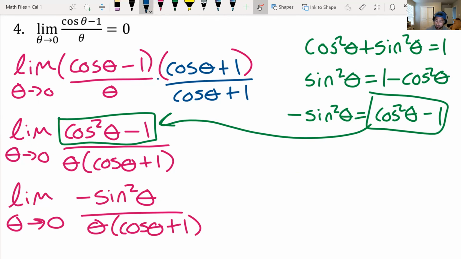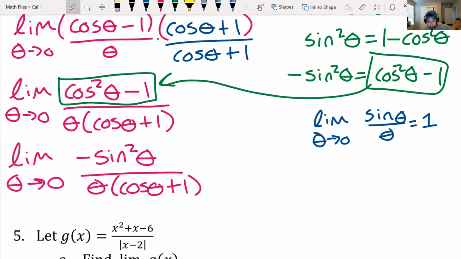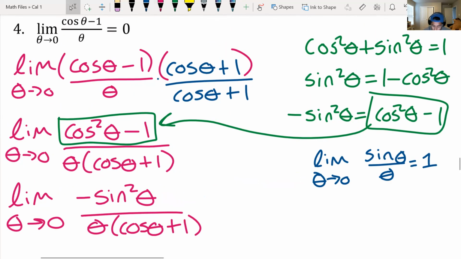So the most popular identity we know for now is that the limit as theta approaches 0 of sine theta over theta is 1. Is it possible to use on this limit? And that answer is yes. But we're going to have to do some splitting, which means that it's a good thing we can split limits. Am I writing too big? Probably. Oh well. Try to write a little smaller. I think I got the room though.